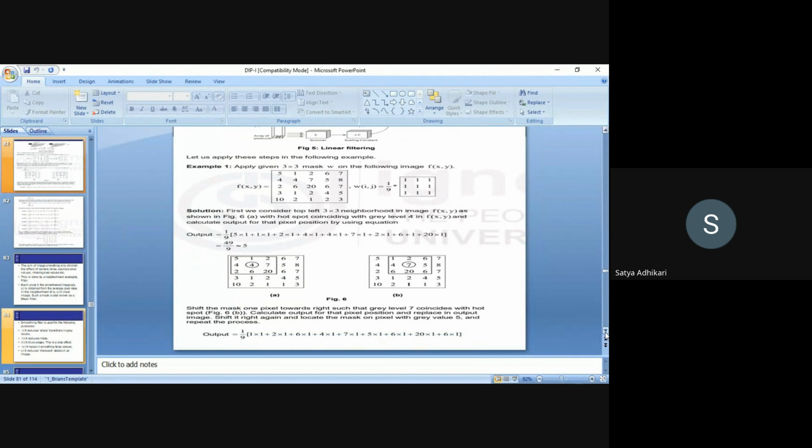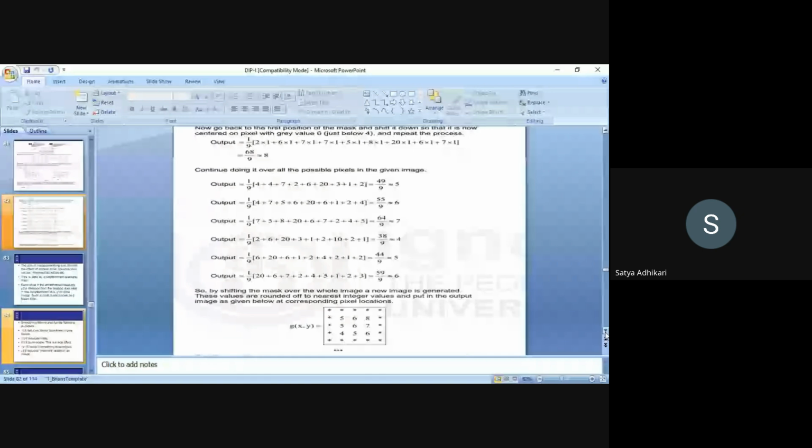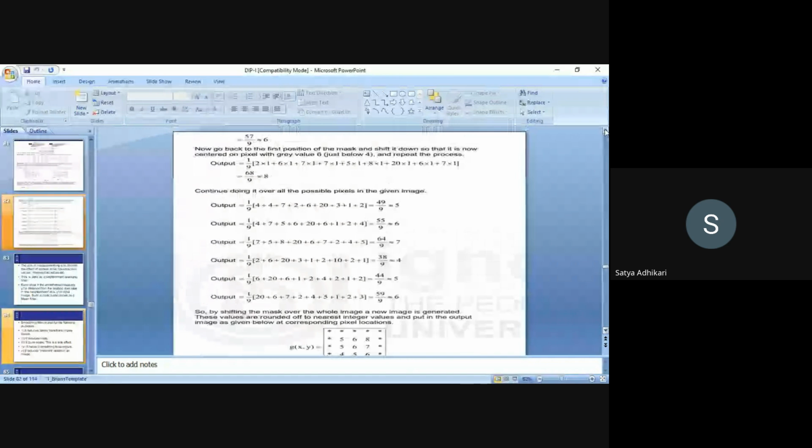So the 7 value is calculated as 1 by 9 into 1 into 1, 2 into 1, 6 into 1, 4 into 1, 7 into 1, 5 into 1, 6 into 1, 20 into 1, and 6 into 1. The new value of that position 7 is 57 by 9, and the rounded value is 6. Similarly, we shift the mask over all the pixels, and the new value is calculated for each. The output of every pixel is calculated: 5, 6, 7, 4, 5, 6.